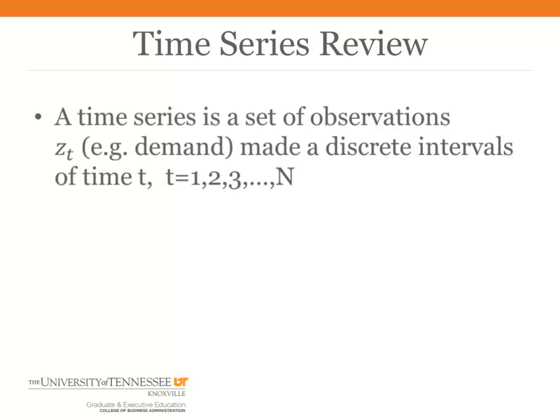First, let's review. A time series is a sequence of numbers that represent something that is happening over time. The z's are the numbers that we are observing, and the subscript t represents the time. T could represent the day, the week, or even the year. And capital N represents the number of periods in which we have made observations.